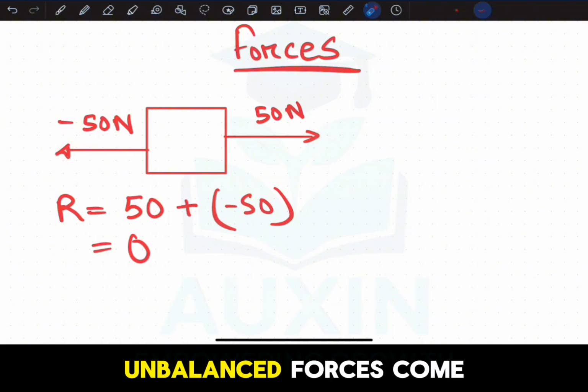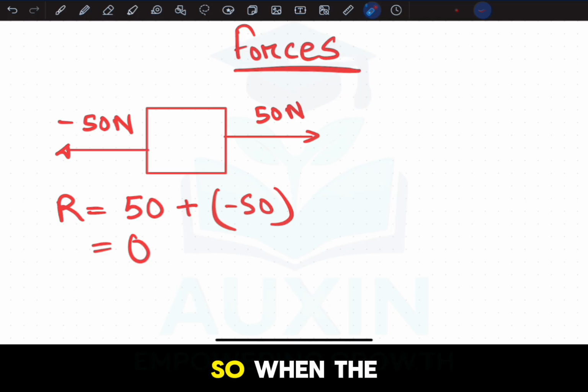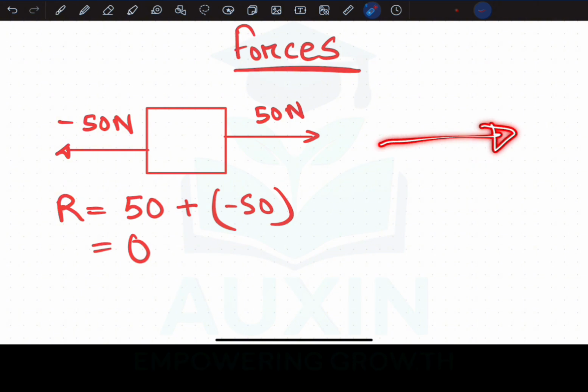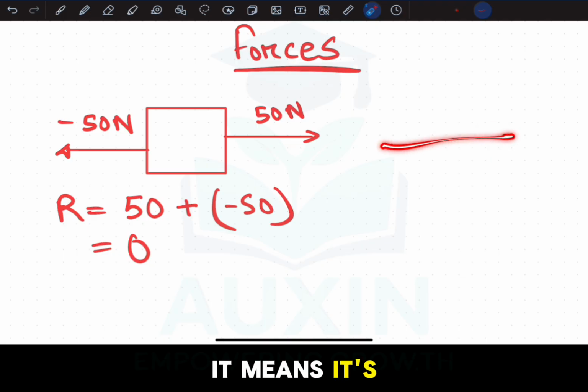This is where unbalanced forces come in. So, when the forces acting on the object aren't equal, the object starts to accelerate. Acceleration means it's moving, right? What does acceleration mean? It means it's moving.